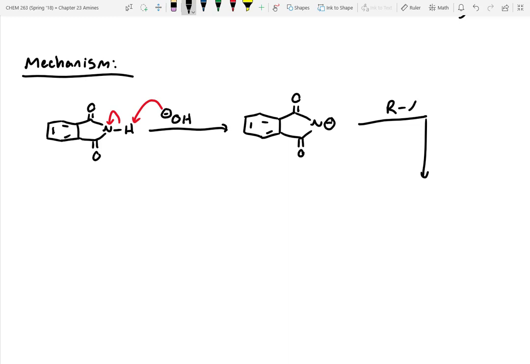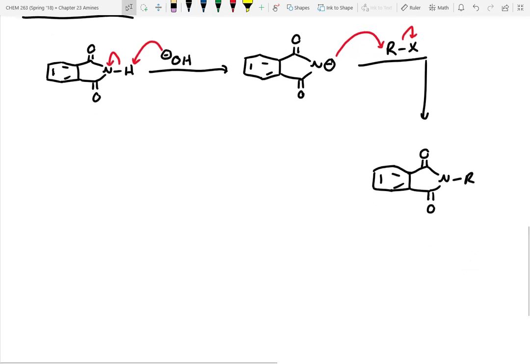So in the next step, we're going to do our SN2 chemistry. This nitrogen is going to attack the backside of that alkyl halide. You have to be careful that the alkyl halide isn't too hindered. So now we've formed a new carbon-nitrogen bond. And if you remember, we had two different reaction pathways for quenching this. One was with acid. And with acid, I'm just going to skip this, but if you remember going back to chapter 21, we saw that we could hydrolyze amides using acidic conditions and heat.